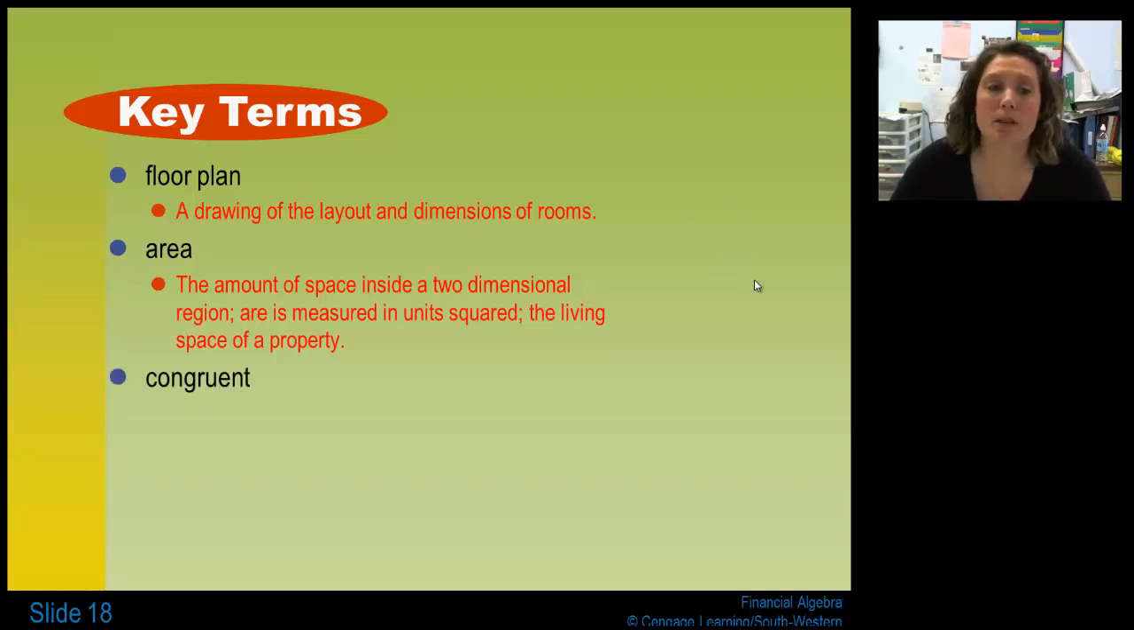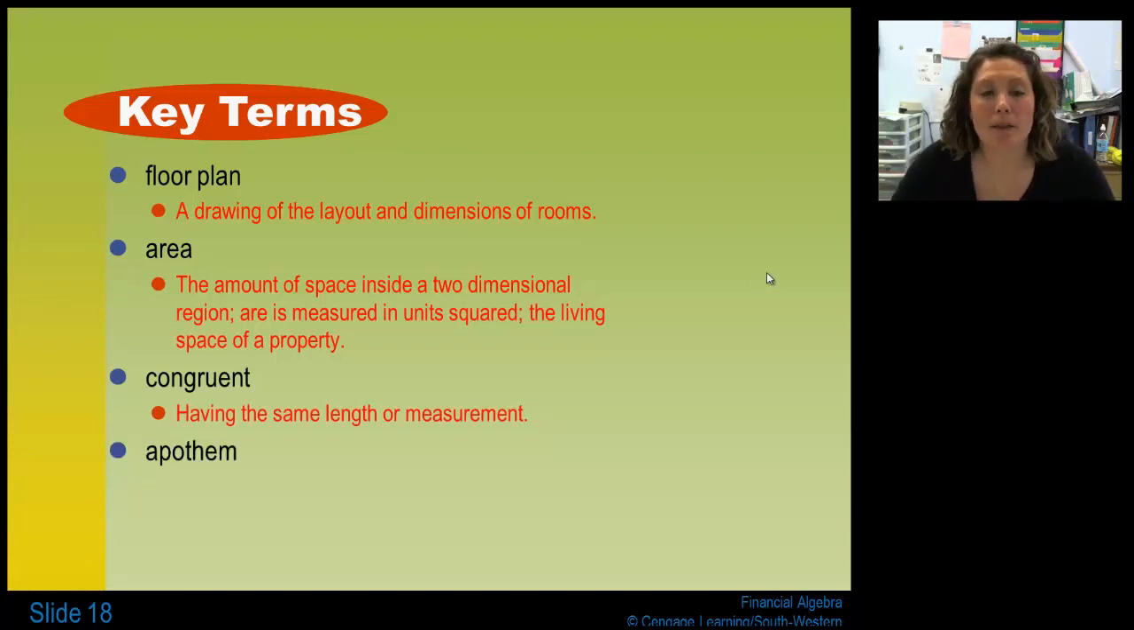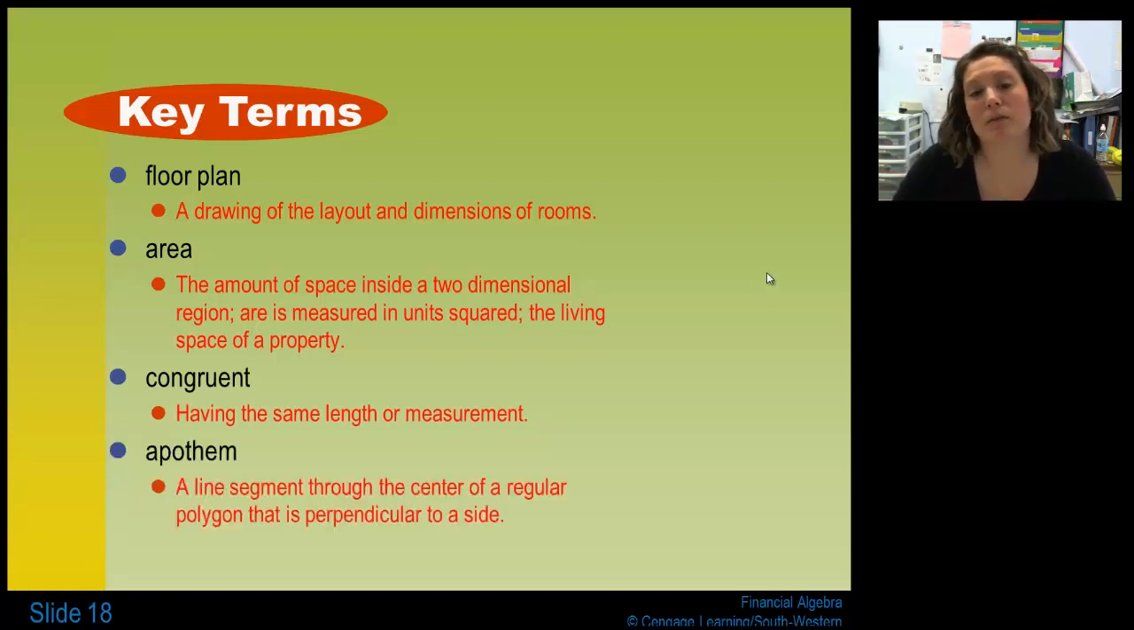Congruent, you should have heard this before. It's another way of saying equal or having the same length or measurement. Apothem, this is a line segment through the center of a regular polygon that is perpendicular to a side. So we find the center of the polygon and draw a line from the center of that polygon to the side, and it has to be perpendicular through it.